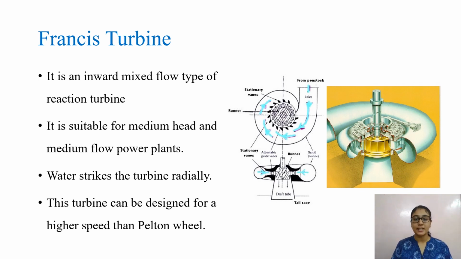Francis type turbines can be constructed in vertical and horizontal forms. The alternator is mounted above the turbine and thus is free from flooding. This turbine can be designed for a higher speed than Pelton wheel.